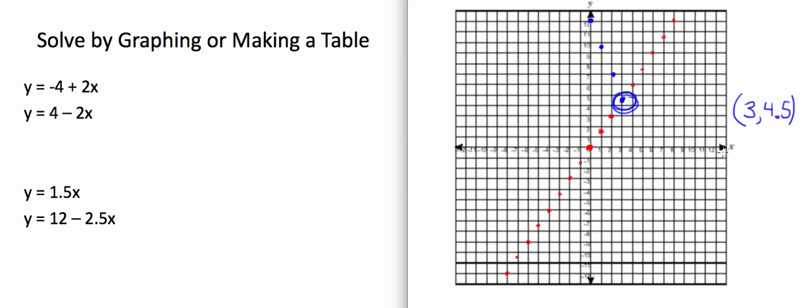We could do the same checking process if you wanted. That's not mandatory. I was just showing you that to show what happens. But that is how we graph equations and get our final answer. The answer's always got to be in an ordered pair.